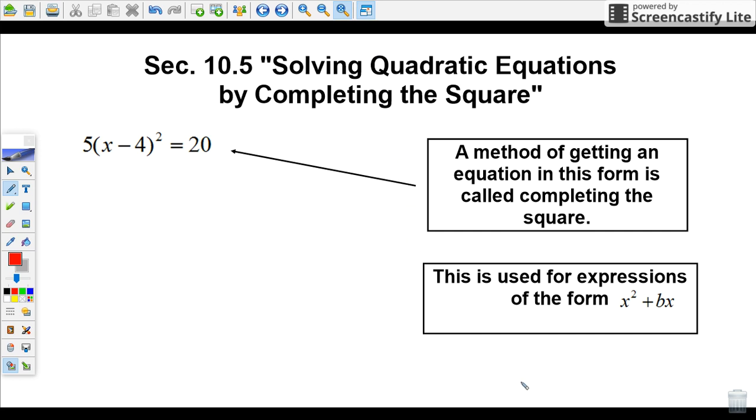Hi, algebra students. We're going to learn a new method to solve quadratic equations. This one is called completing the square.